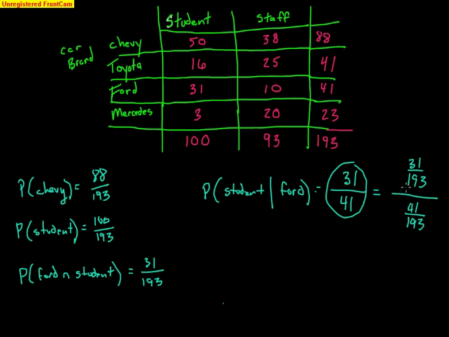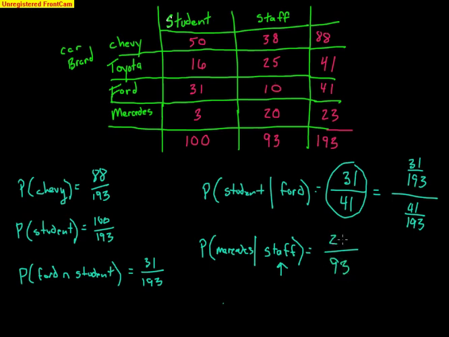Let's try another one. So if I say, what's the probability that a car, or let's say that I know that I have a staff car. Okay, it's given that the car is owned by a staff member. What's the probability that it is a Mercedes? Well, if I know it's a staff member, I only have 93 staff members I'm allowed to look at, 20 of which own a Mercedes. So it'd be 20 out of 93.